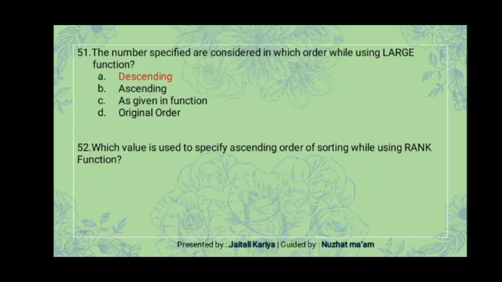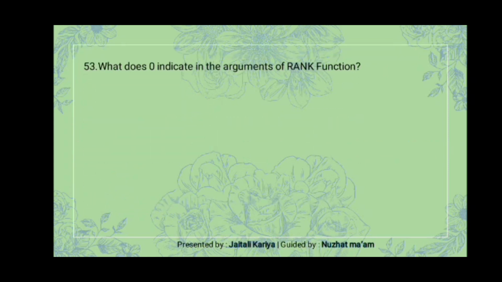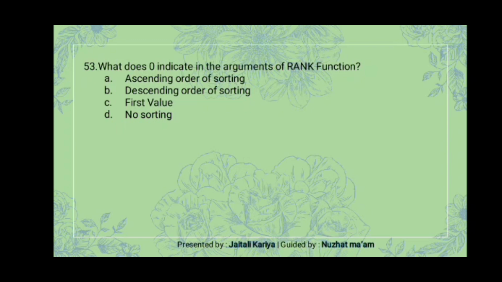52. Which value is used to specify ascending order of sorting while using rank function? A, 1, B, 0, C, 2, and D, none of this, and the correct answer is A, that is 1. 53rd. What does 0 indicate in the arguments of rank function? A, ascending order of sorting, B, descending order of sorting, C, first value, and D, no sorting, and the correct answer is B, that is descending order of sorting.